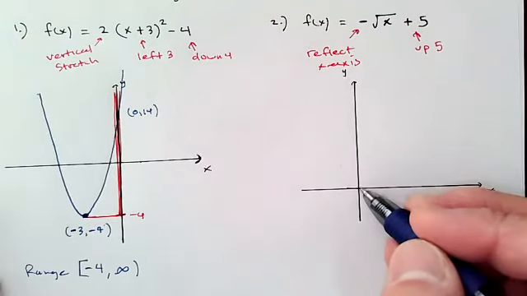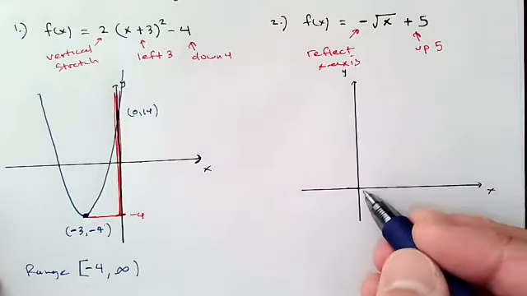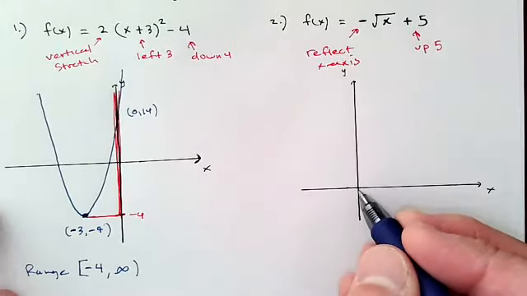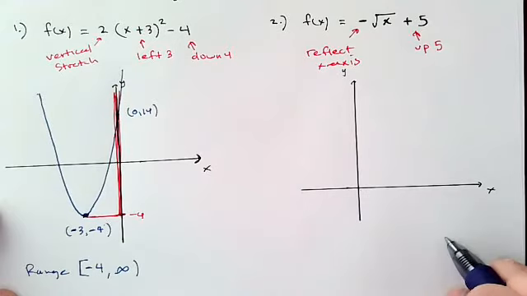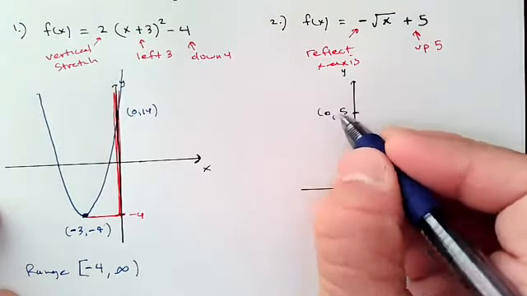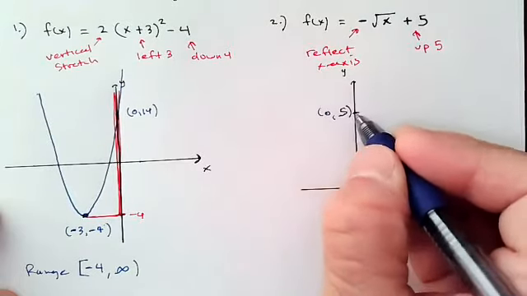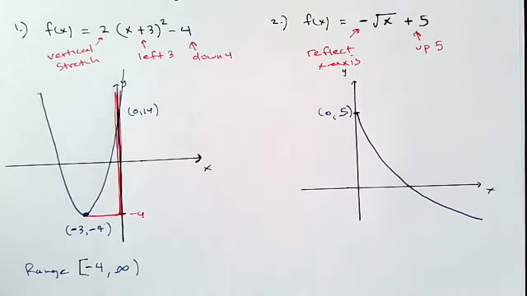So again, normally my square root function would start like this and curve up. But since it's reflecting around the x-axis, it's going to go down like this. And I'm going to move the whole graph up 5. So this point is (0, 5). And I know it's going to be a square root function that dips down like that.